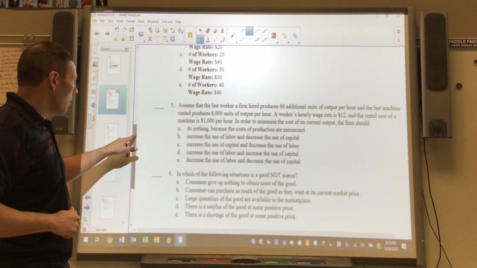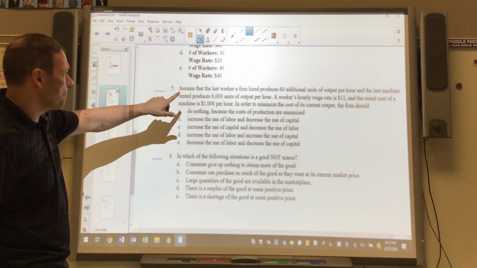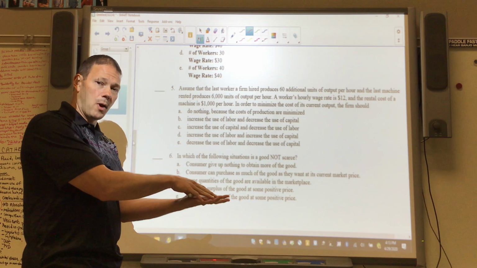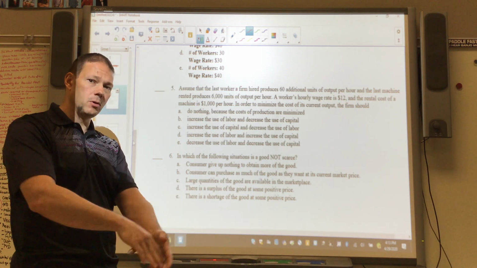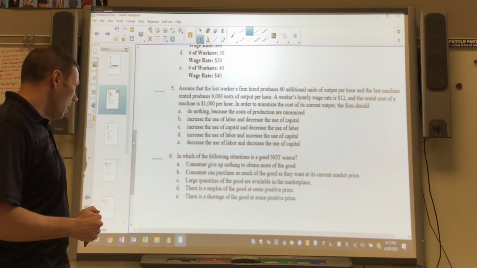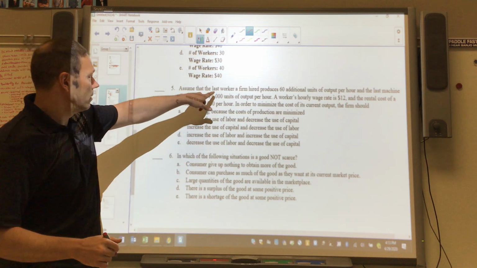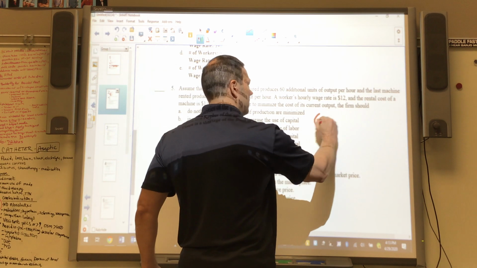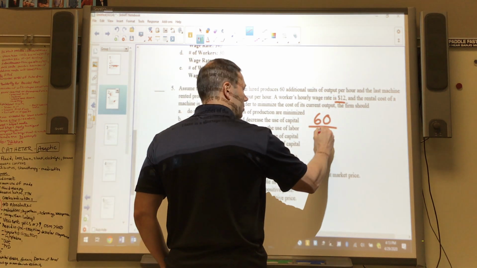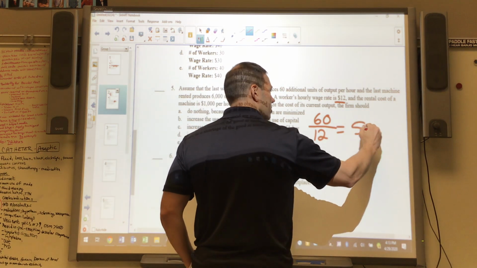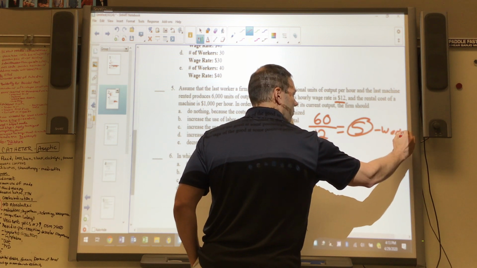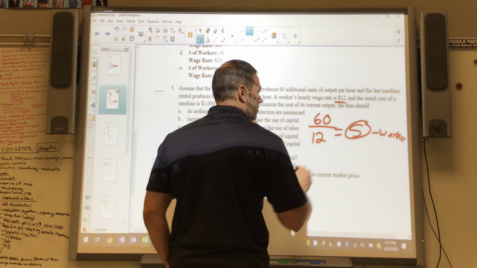All right, this is our least cost combination rule here. So remember the rule: the marginal product of labor divided by the price of labor should equal the marginal product of capital divided by the price of capital. When it's all said and done, the last worker produces 60, and they're going to cost $12. Okay, so 60 divided by 12, so workers give you 5 marginal product per dollar. We're running out of room here, but you get the idea. So there's workers. That was fun.